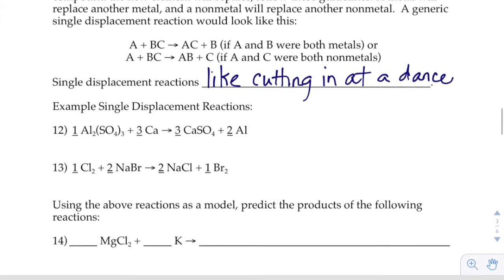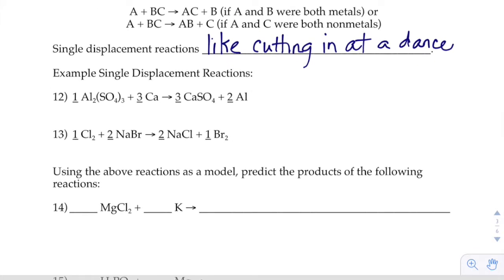So when we look at these couple examples here, we have a couple. Aluminum's dancing with sulfate. Okay? Now calcium wants to cut in. So calcium, is calcium a metal or a nonmetal? Well, it's to the left of the stairs, so it's a metal. So calcium taps the aluminum on the shoulder and says, excuse me, aluminum, I want to take your place. You have to go away. I want to dance with the sulfate, right? So it taps the aluminum on the shoulder and says, get out of here. I'm taking your place. So then we can have calcium and sulfate dancing, and aluminum gets the boot. Now they're off to the side.